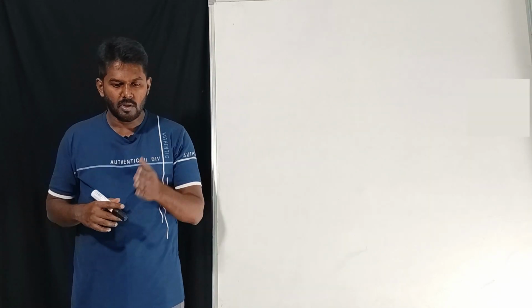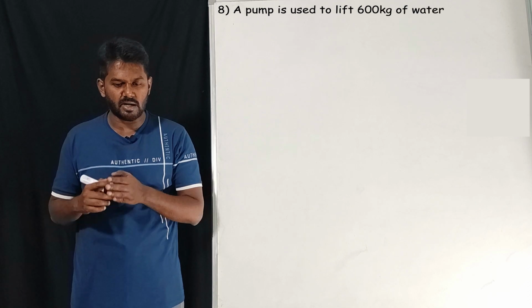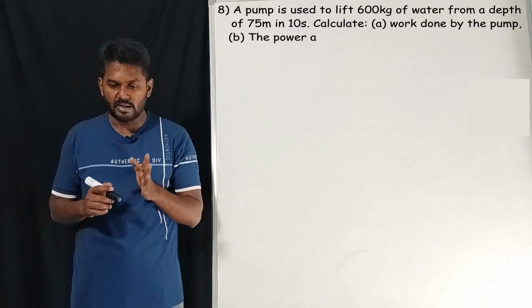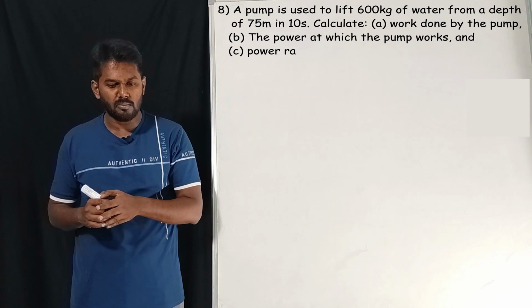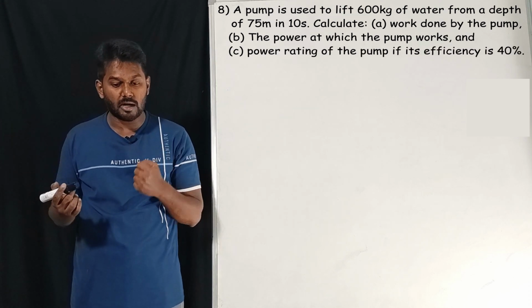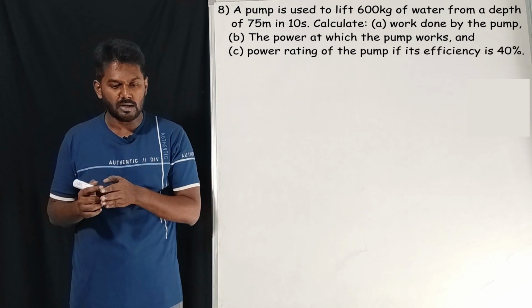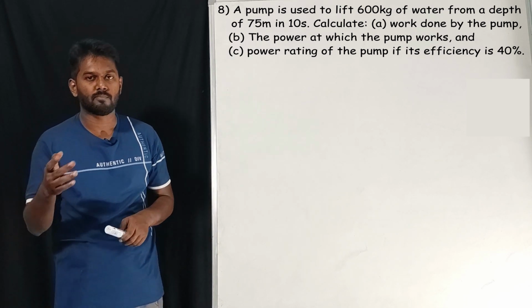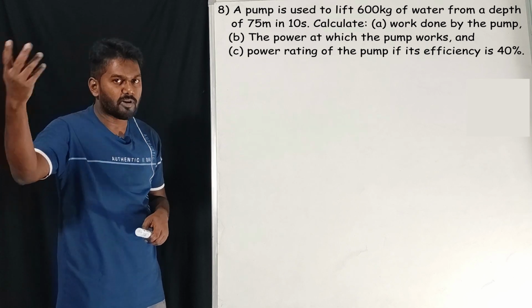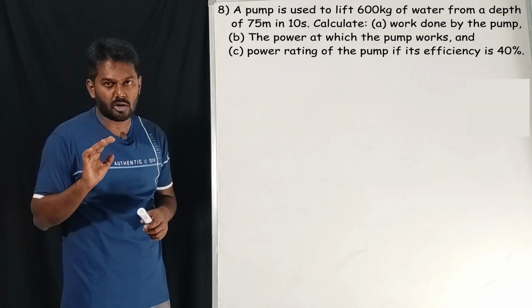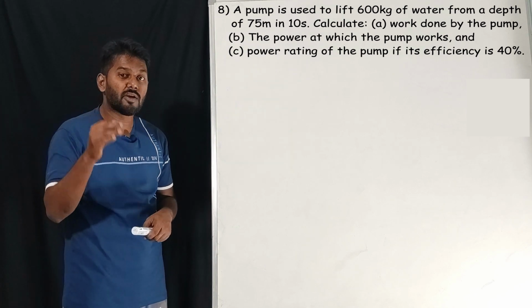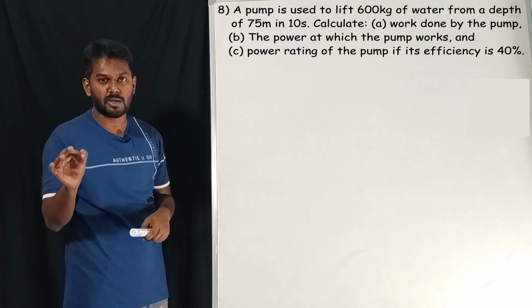Question number 8. A pump is used to lift 600 kg of water from a depth of 75 meters in 10 seconds. Calculate the work done by the pump, power at which the pump works, and power rating of the pump if the efficiency is 40%. Okay, so power is different, power rating is different. Power rating means power input we have to calculate. Here efficiency of the machine is given as 40%.